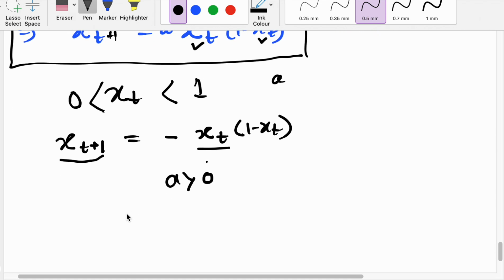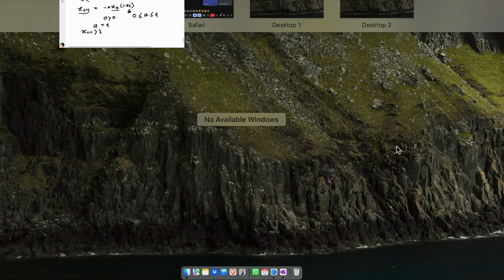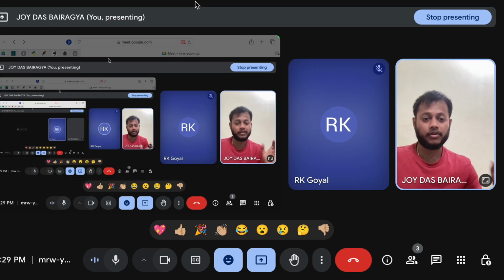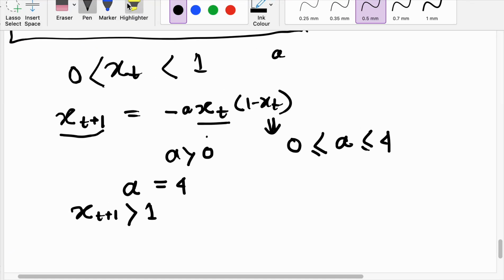And if I write a greater than 4, you will find that xt plus 1 will become greater than 1. So that means the value of a should not exceed 4. So that's why the value of a has to be in between 0 to 4. Is it clear what is the possible range of a? Yes. Yeah, thanks.